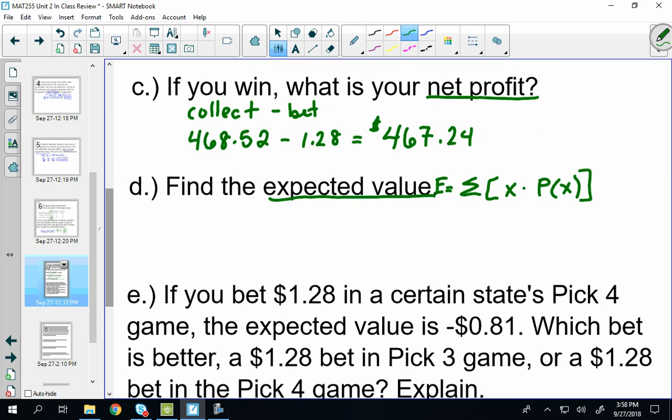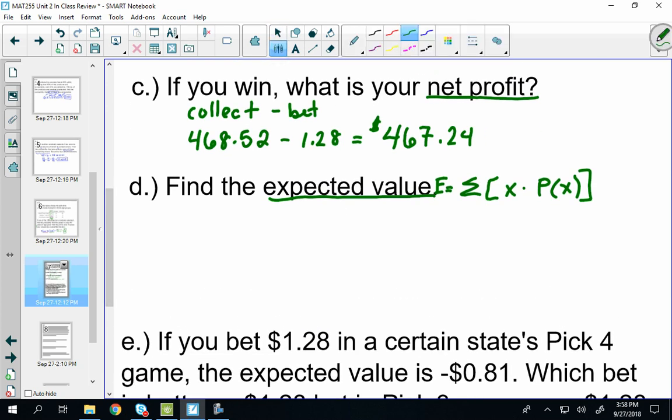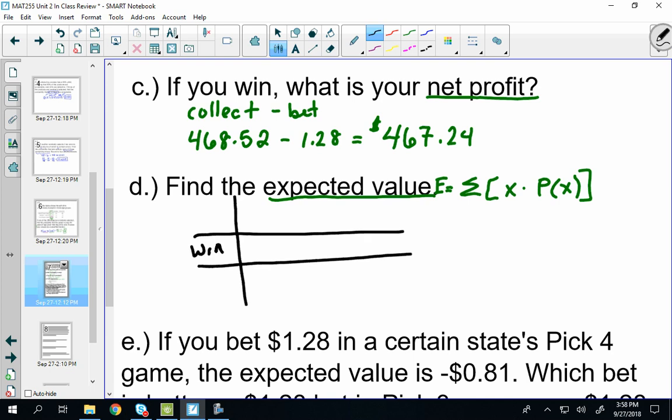So when we did one like this in class and we set up a table, I said that it was easy to think of it in terms of what we get when we win and what we get when we lose. Right? When we win our X, we actually make $467.24. When we lose, it's negative $1.28. We just found the probability of winning was 1/1000th. That means the probability of losing has to be 1 minus 1/1000th, or 0.999.